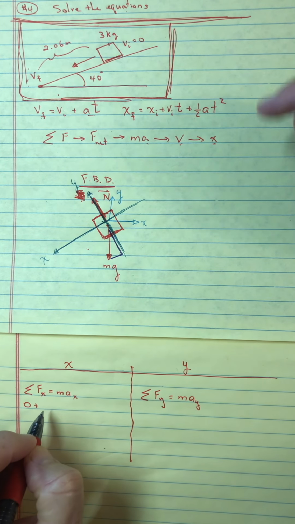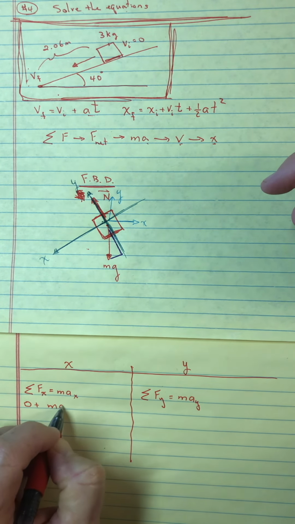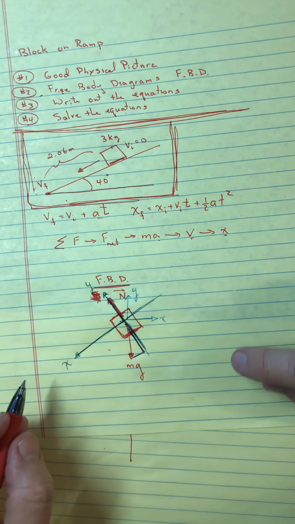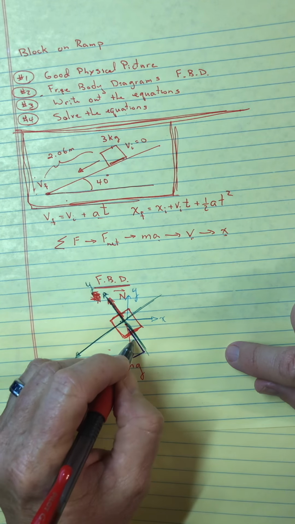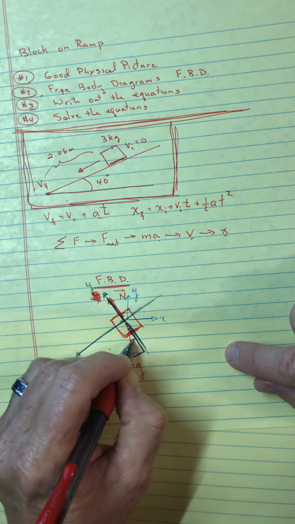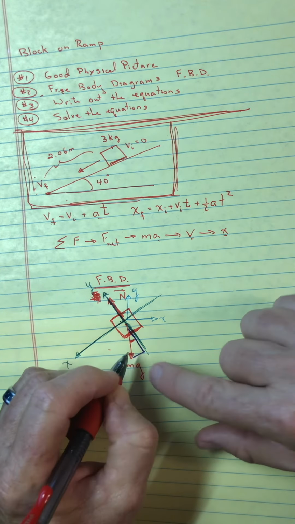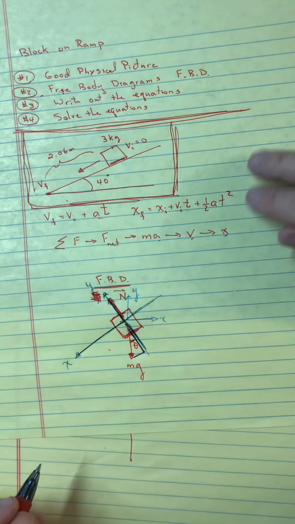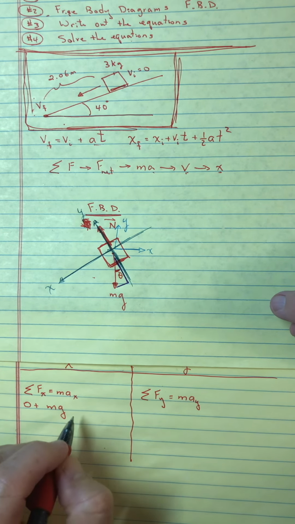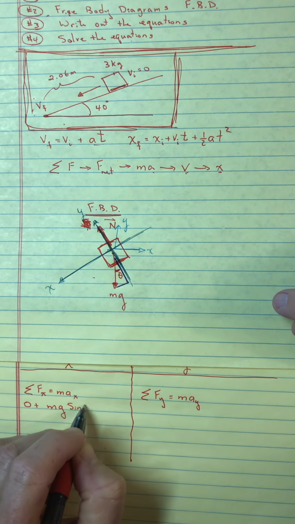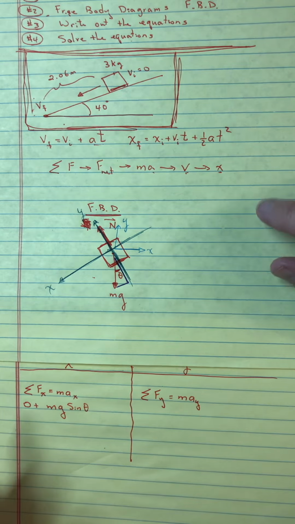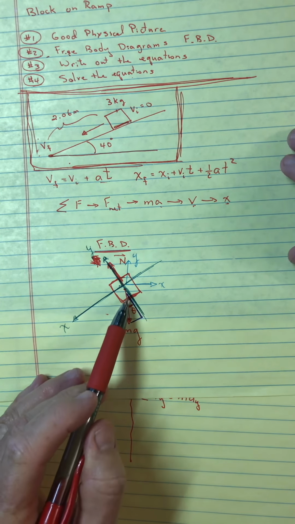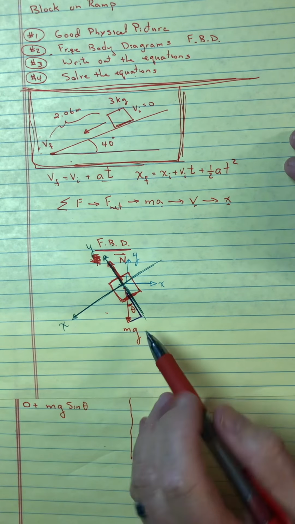So this would be plus mg, and sine or cosine, depending on what angle you look at. Maybe I'll look at this angle here. Let me call it theta. And so this would be opposite of theta. So that is how much of the force of gravity is in the x direction.